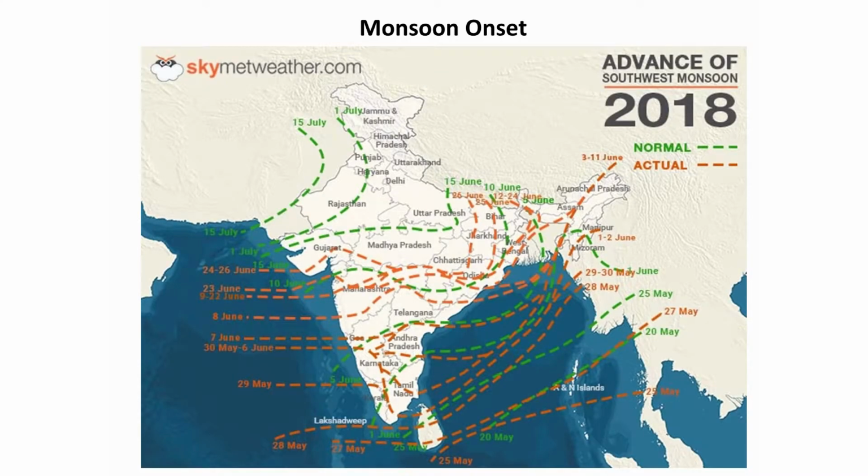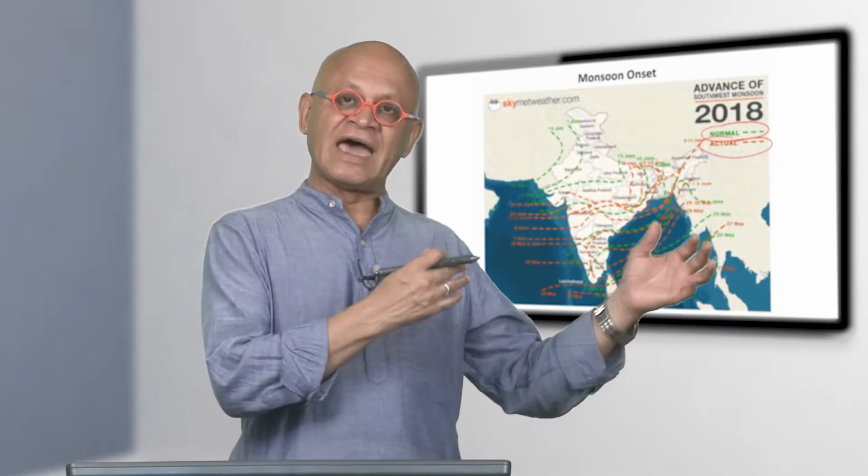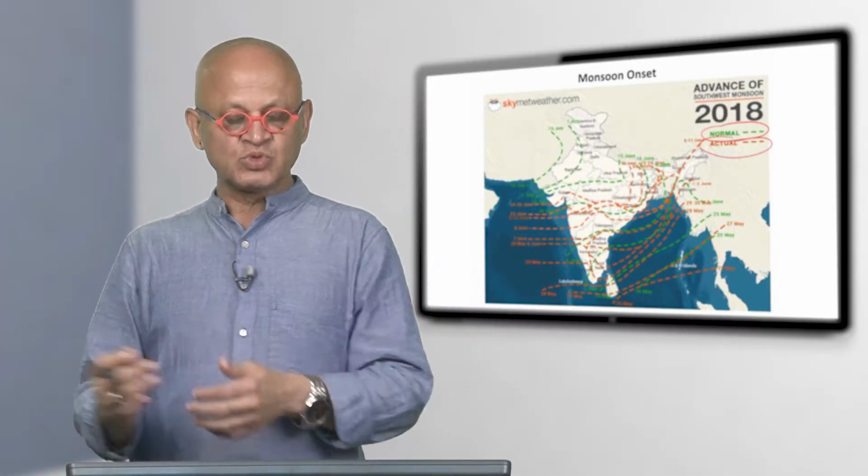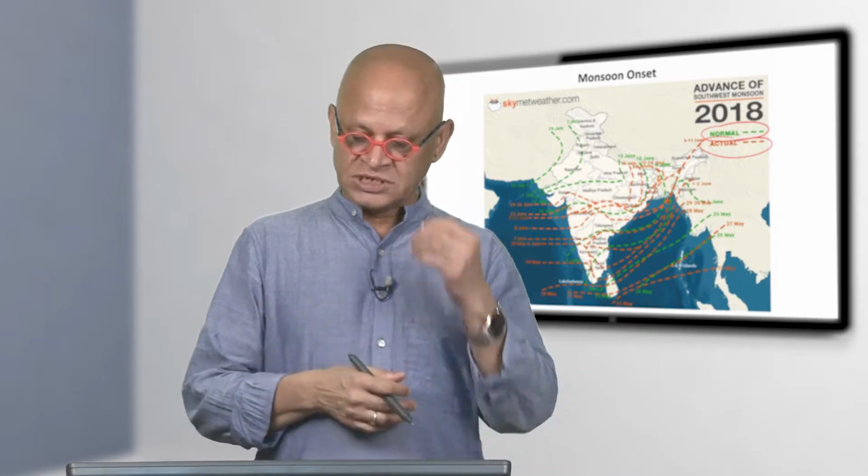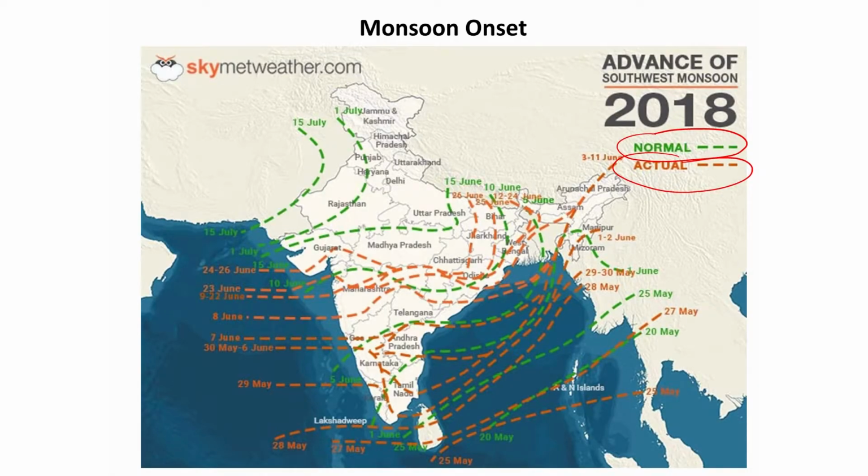Here there are two colors. One is for a normal year, and one is for what happens in any given year. The normal year is an average over many years, which we call climatology, and this is showing data from 2018 from Skymet, the private company that does weather forecasts, monsoon forecasts and so on.